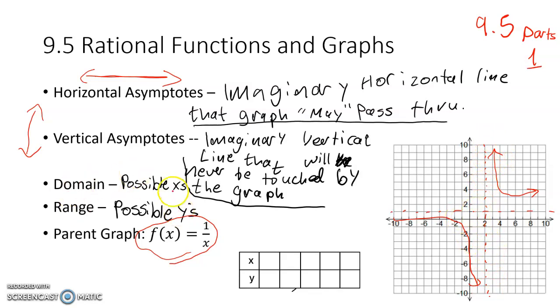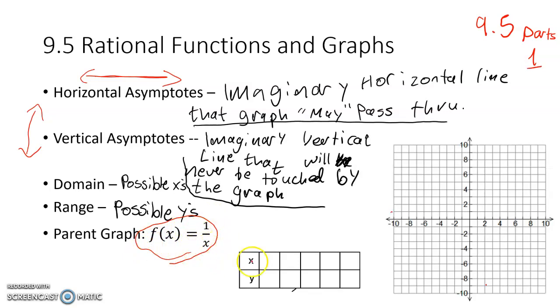Okay, and then domain and range, that's your possible x values, possible y values. We'll go over that as we go here. So let me just erase this stuff here. And we'll go ahead and graph the parent function that I already have circled up there. So the parent graph f of x is equal to 1 over x.